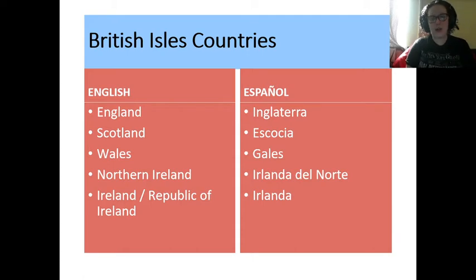So you've got Irlanda del Norte, which is basically just distinguishing between North and South, and obviously Irlanda, which is part of the British Isles, but they're not part of the UK specifically, which is why I've kind of said British Isles rather than United Kingdom countries, because some of you of course will come from Ireland as well as Northern Ireland, so I want to include that as well.